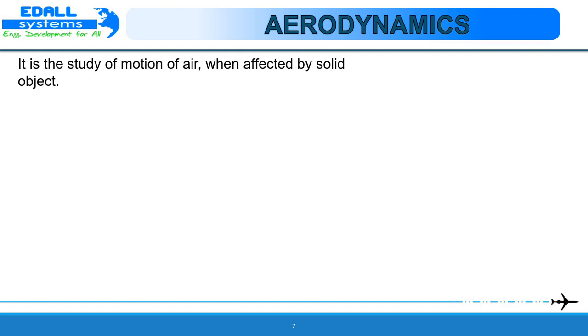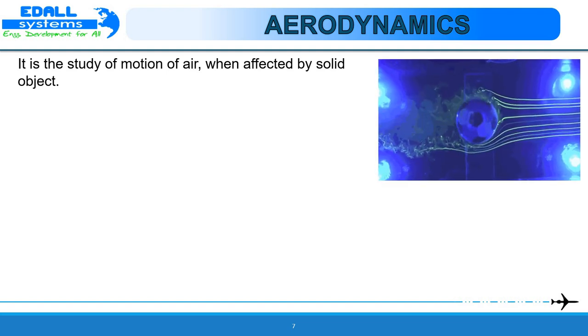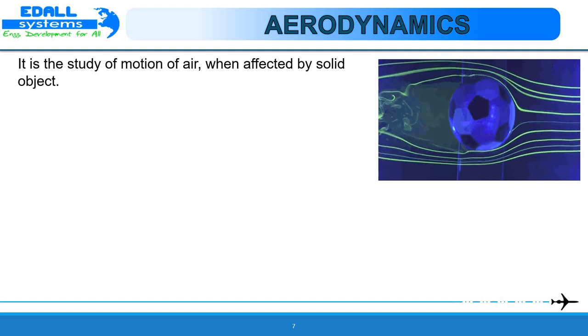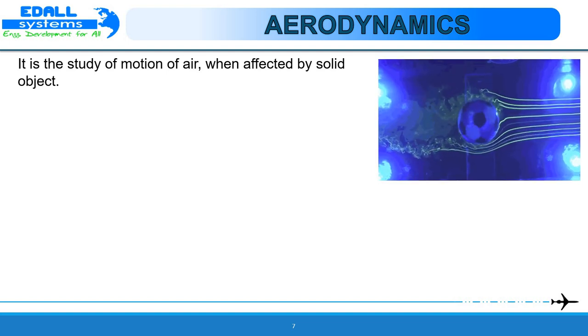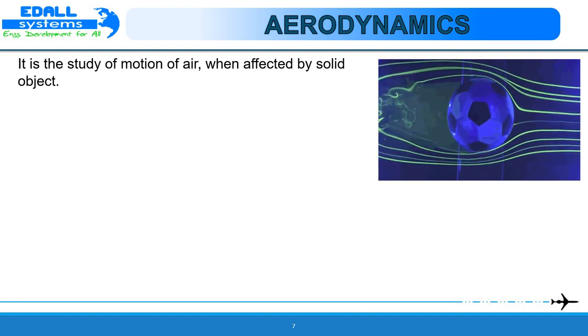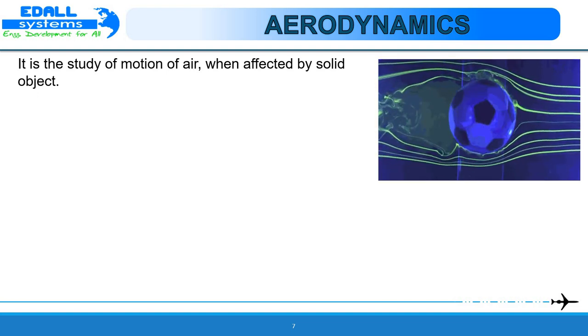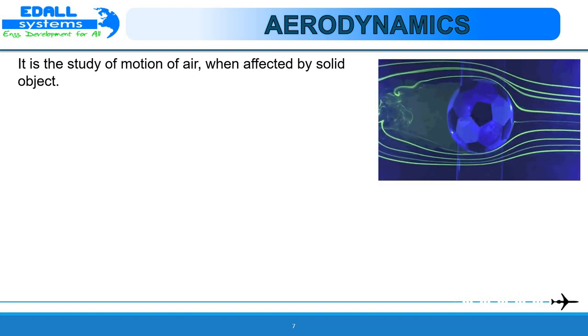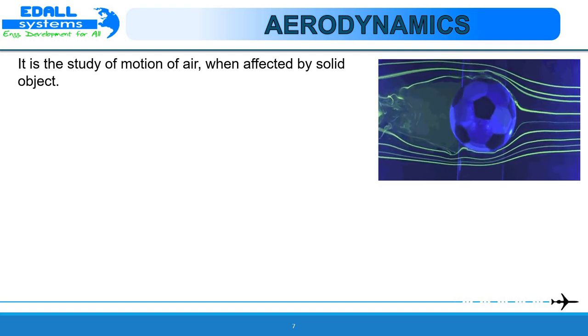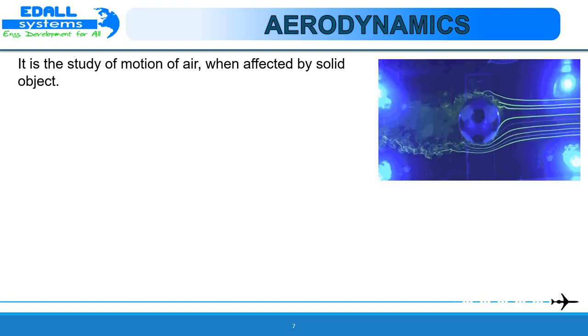What is aerodynamics? It is the study of motion of air when affected by a solid object. In the image here, we can see a ball and a green line. Those are not lines but smoke visualizations. When the ball is stationary, you can see that the smoke is stable. But when the ball starts to rotate, the flow is disturbed and the smoke is fully disturbed. This is the study of aerodynamics.